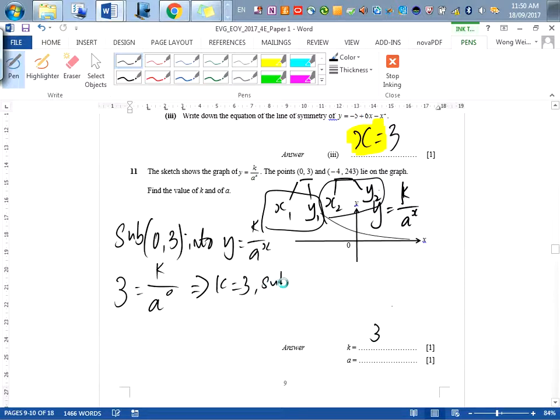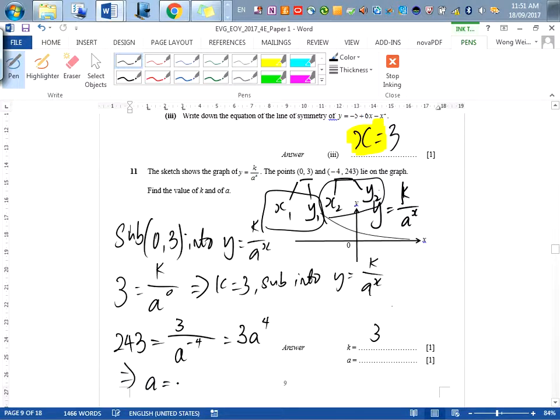Now you substitute into y equals k over a to the power x again, together with our second set of coordinates. So now 243, which is the value of y, is equal to k, which we found to be 3, over a to the power of x. So a to the power of, how much is x? Negative 4. This is 3a to the power 4. Okay, 3 times a to the power 4 is equal to 243, therefore a, you go and calculate, it will be equal to 3. a also equals 3.